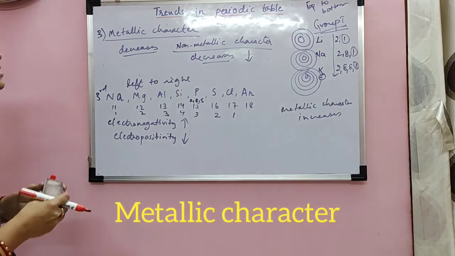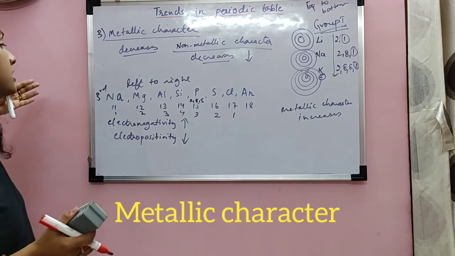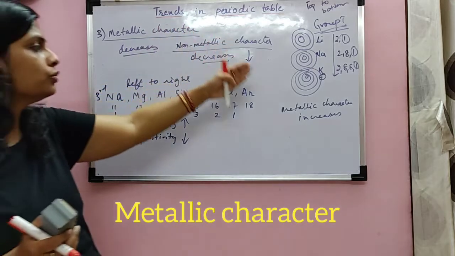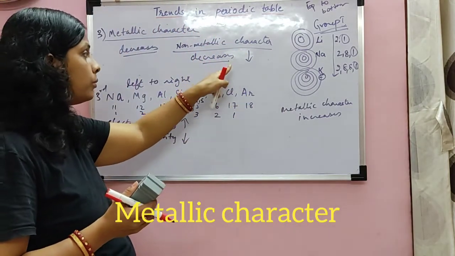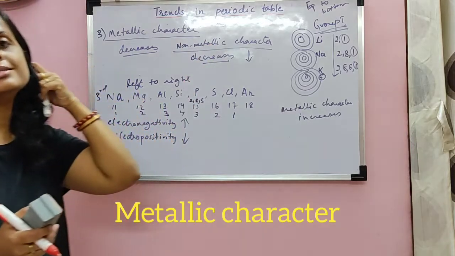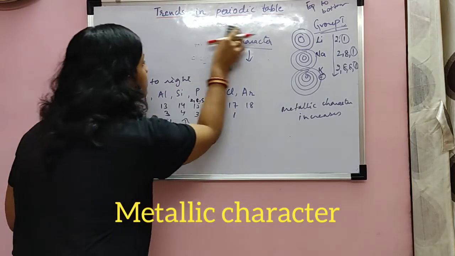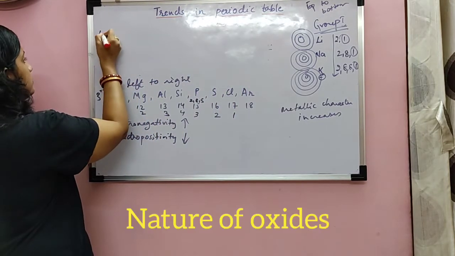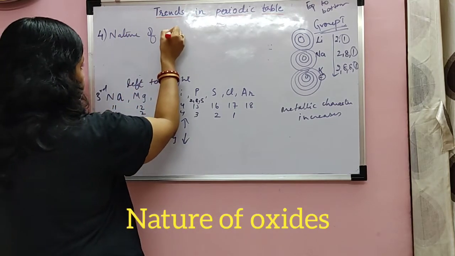Okay? So this is what is about metallic character. Metallic character decreases when you move from left to right in a period, and in a group metallic character increases. And in case of non-metals in a group, the non-metallic character decreases. Okay? And let us now study the fourth trend, that is nature of oxides.